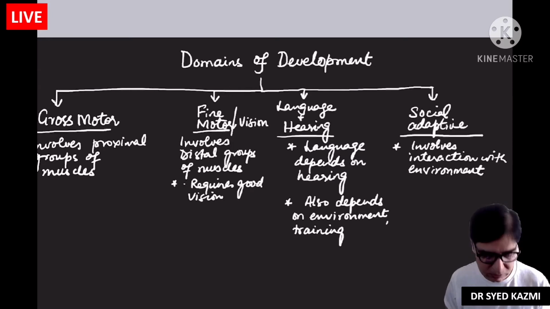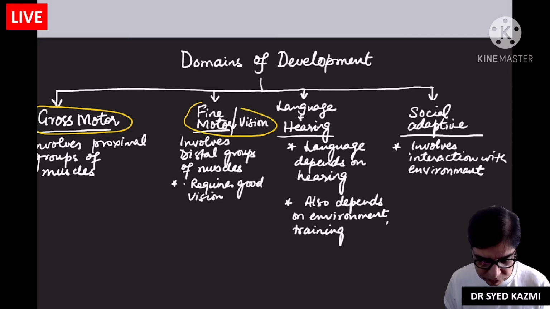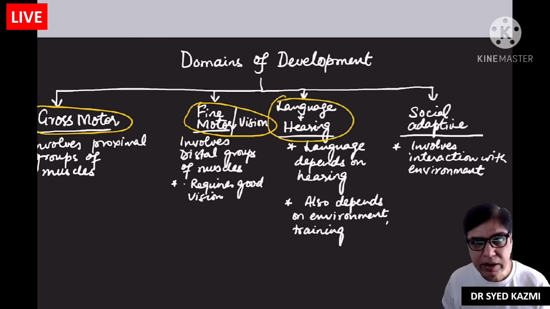These 4 domains are: number 1, the gross motor domain. Then we have the fine motor domain, which is associated with vision. Vision, though, is separate, but it's very much associated when it comes to development. The fine motor development of a child is very much dependent on his vision. That's why when we are assessing the domains of development, we assess the fine motor domain along with vision. Then we've got the language, speech and hearing domain, and last but not the least, we have the social adaptive domain. So what do they mean?